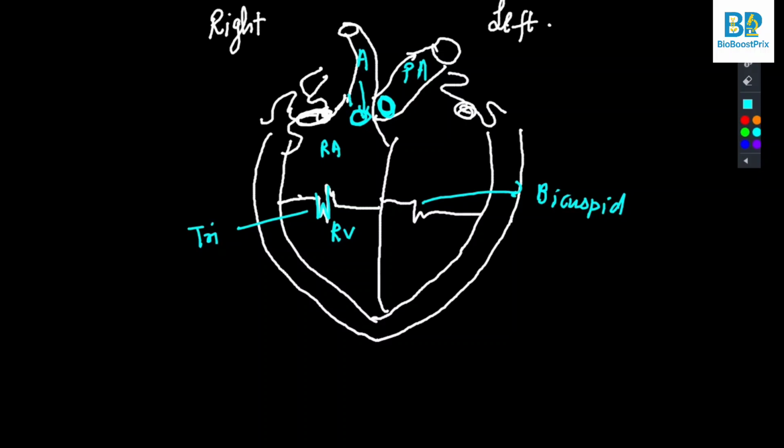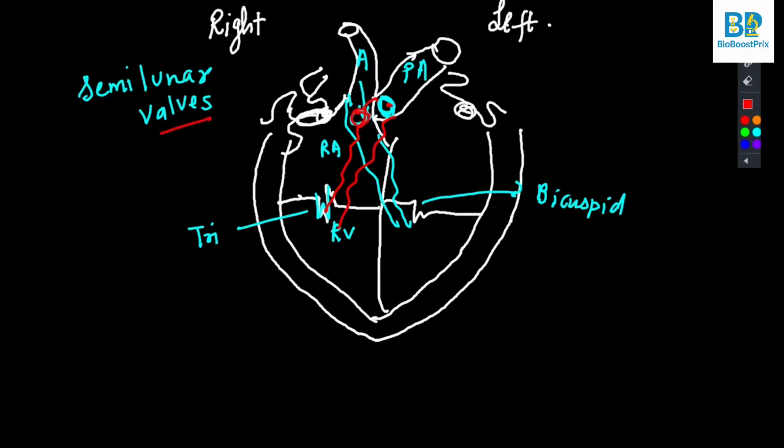I'm just writing them. It's called semilunar valves. The aorta that originates from the left ventricle, and the pulmonary artery that originates from the right ventricle, have these valves, right? These are called semilunar valves. And the function of the valves is to protect against the backflow of blood. It doesn't let the blood flow in the backward direction. So backflow of blood is prevented. That's why we have the valves.